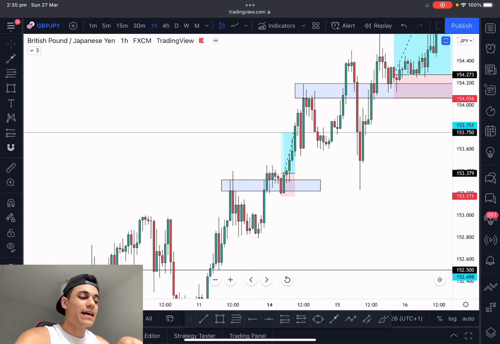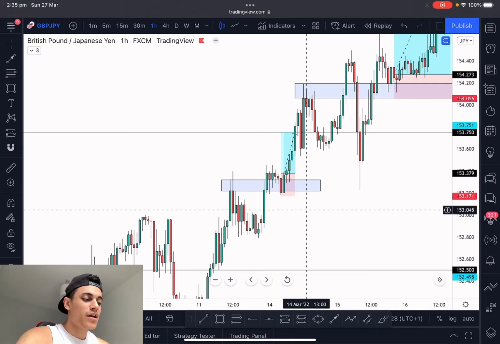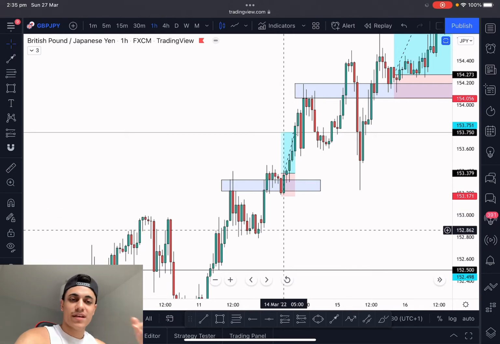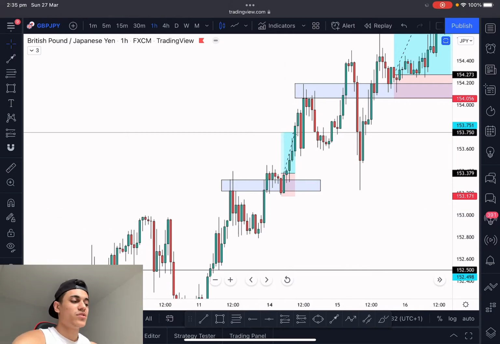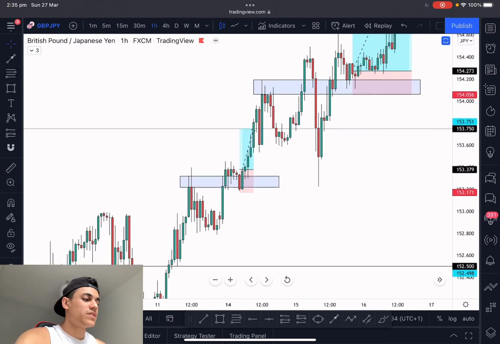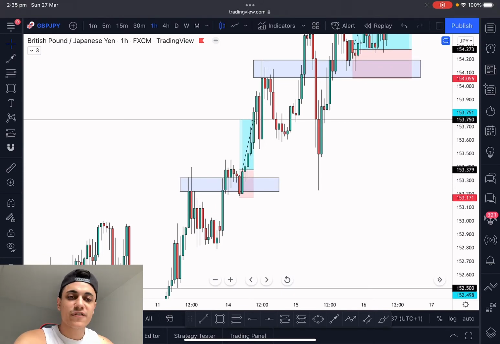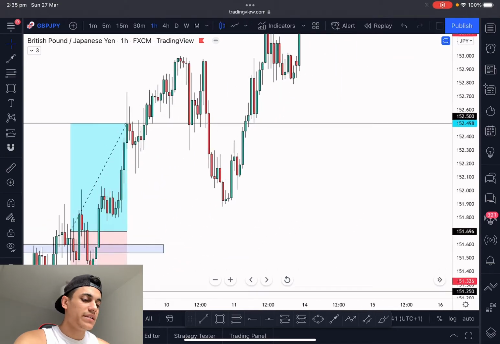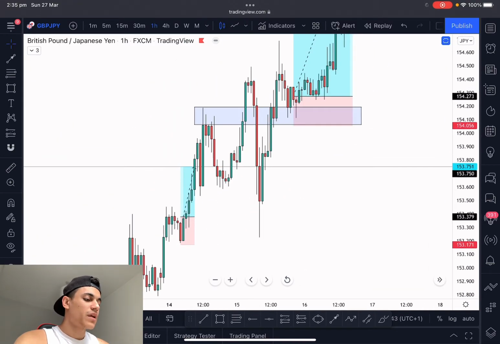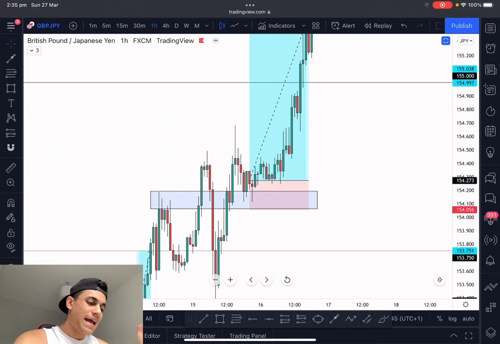And once it did that, once it gave me my bullish engulfing, you enter a buy and you're ready to go to the next level of resistance, which in this case was 153.750. Very textbook setup, very easy to spot and to see, right? The third trade, again, same thing.